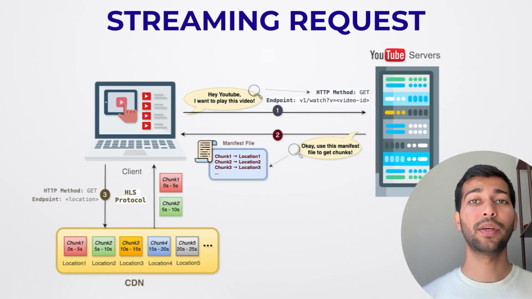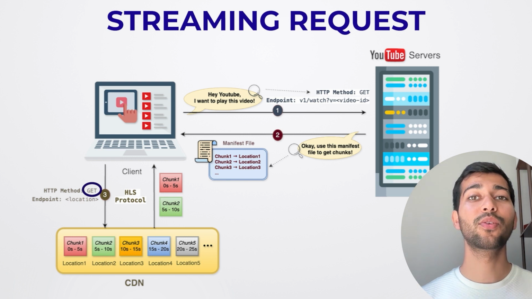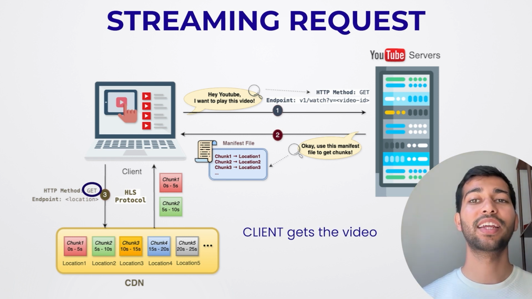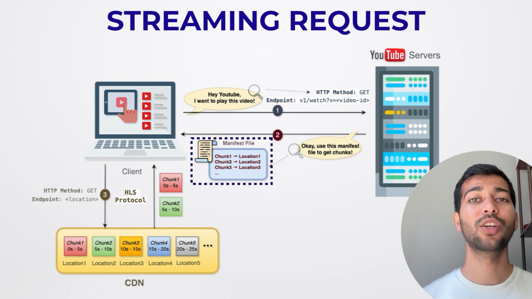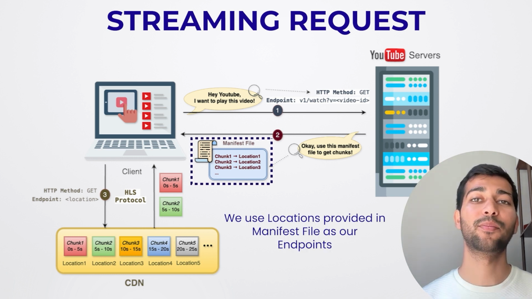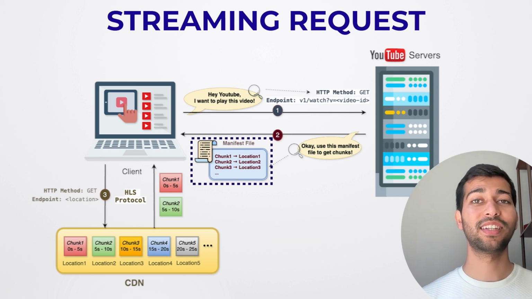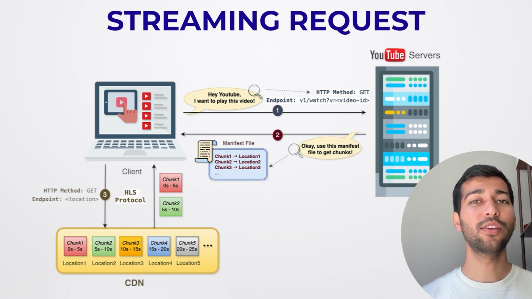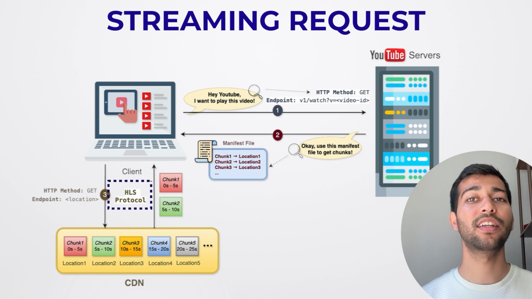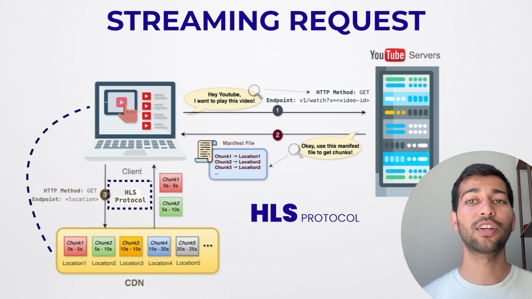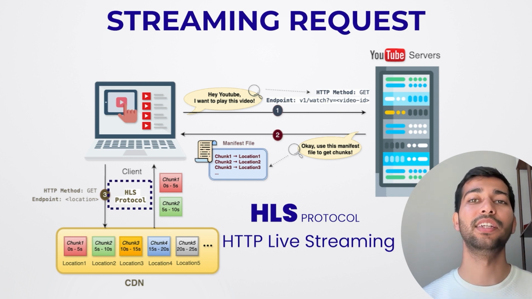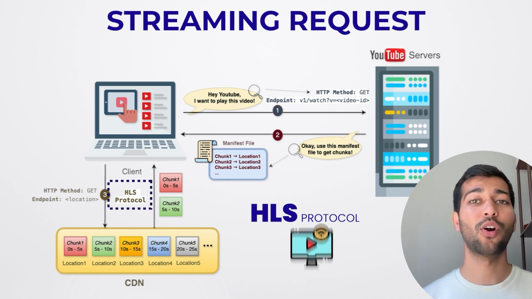The HTTP method here would be again a GET, because the client is trying to get the video chunk. And since we are getting the video chunks from respective locations, we use those locations provided in the manifest file as our endpoints. Now there is one more interesting bit here. If you see, we are using something called the HLS protocol for getting video chunks from the CDN. HLS stands for HTTP Live Streaming. It is a very popular protocol for streaming.